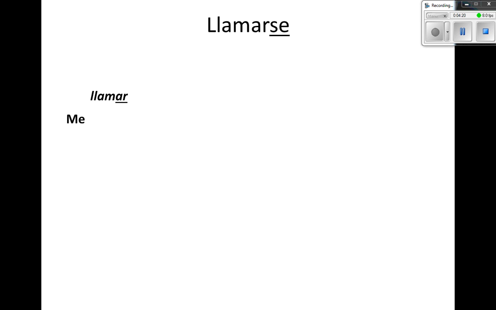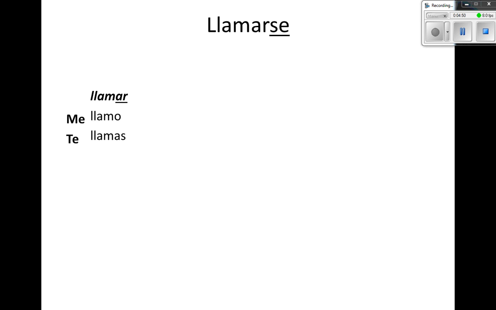It's an AR verb, so you're taking that AR off and adding the appropriate ending for the yo form: llamo, me llamo. Let's do another one. Again, let's address this se right over here. So we're going to do the tú form. Te means yourself. Left with the plain old llamar, conjugate llamar in the tú form: llamas, te llamas, you call yourself. You call yourself John, te llamas John.